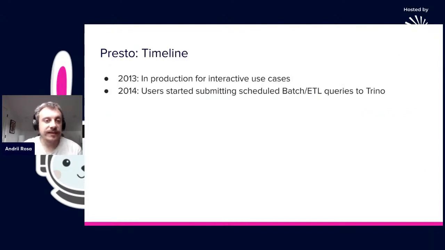So for the timeline, they started working on this project in 2012, and in 2013 it was deployed in production and the first interactive queries started coming in. But soon after that, engineers even from outside the Presto team built an integration with Facebook's batch processing platform and started sending batch ETL queries to Presto. So it happened really, really quickly, in less than a year.